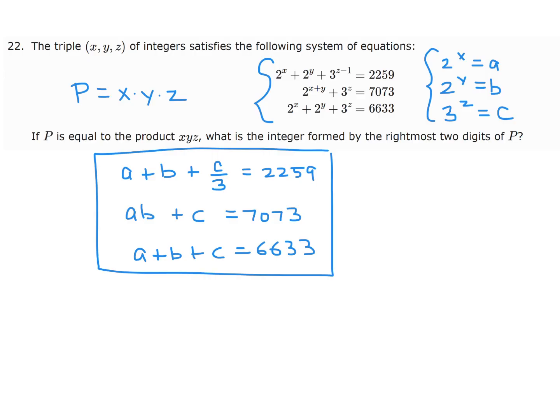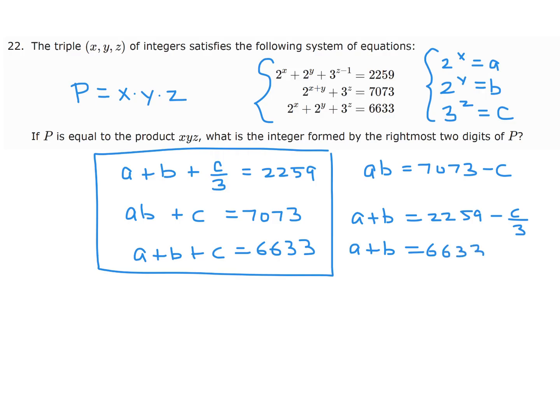Okay, so where do I go with this here? A, B would be 7073 minus C. And, well, C, we don't know the value for C yet. Oh, okay. Well, from the first equation, A plus B would be 2259 minus C over 3. And from the last equation, A plus B would be 6633 minus C. So therefore, this is equal to that. Okay, that's definitely very helpful. 2259 minus C over 3 is equal to 6633 minus C. Okay, that's going to help us solve for C.